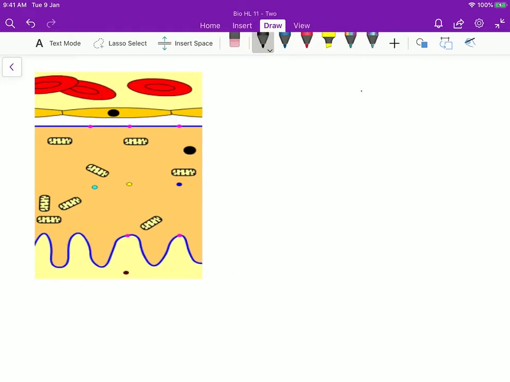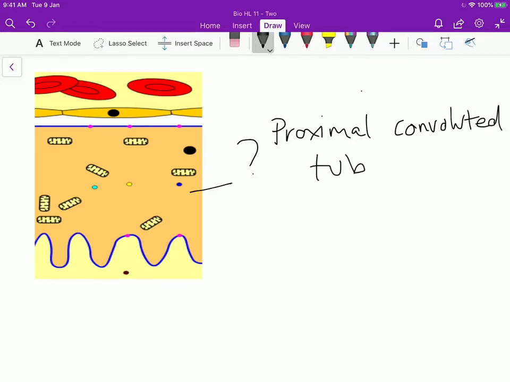So the final question is, what is special about these cells? The cells lining the proximal convoluted tubule. Tubule just because it's got a hole in it. And we could say that down here is the lumen. It's the hole in the proximal convoluted tubule.